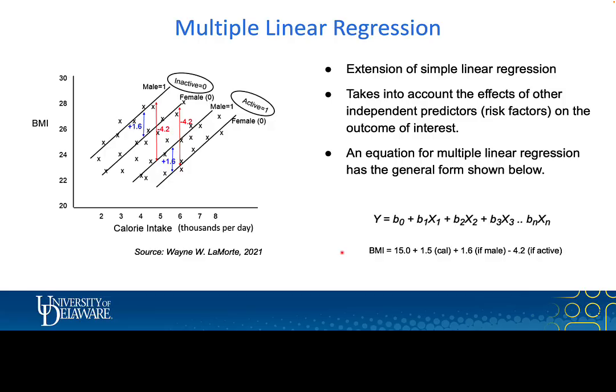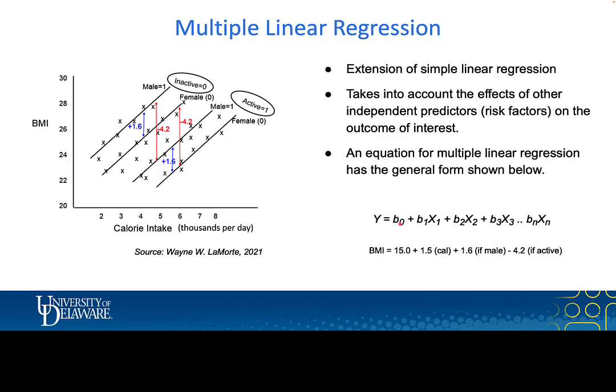Multiple linear regression is a generalized form of simple linear regression that uses several independent variables to predict the dependent variable. In this case, in the graph here, this is the body mass index versus the calorie intake, but taking into consideration factors, or risk factors in this case, such as gender and physical activity. In this case, Y is the continuous measurement outcome, the body mass index.